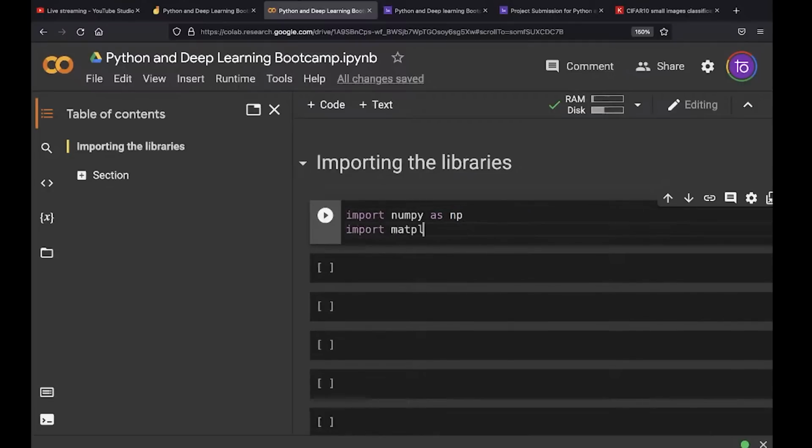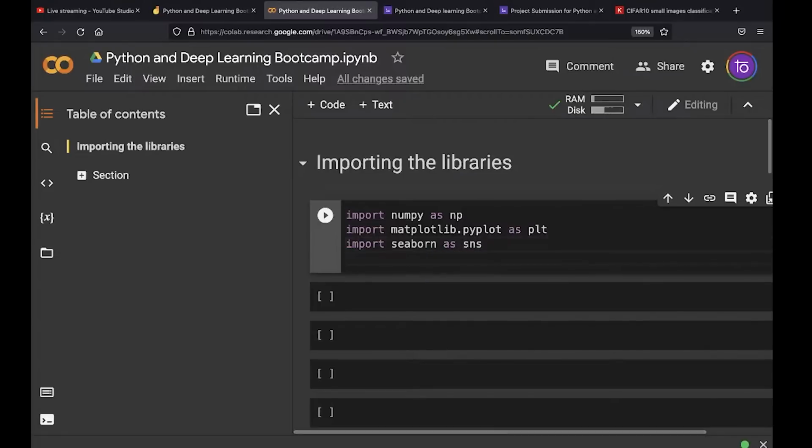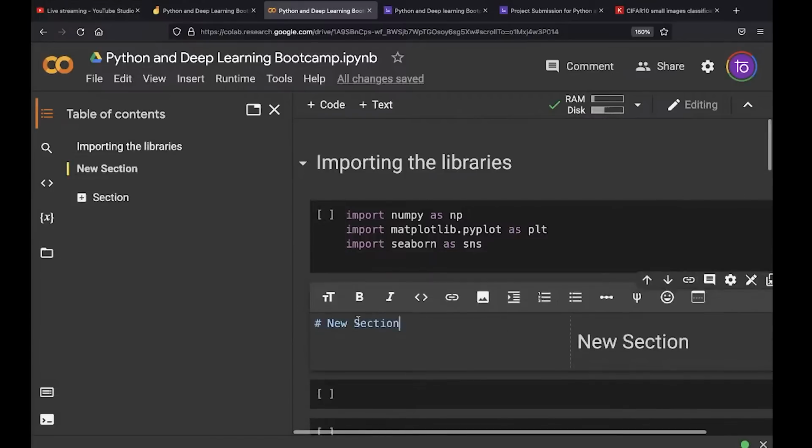I'm going to use matplotlib.pyplot as plt. I'm going to use seaborn as well, as sns. Now the very important library that I'm going to use is TensorFlow. You might have heard about TensorFlow or seen it somewhere, right? We have different libraries to perform different tasks in deep learning. Let me write the libraries of deep learning here, so you can have the reference.